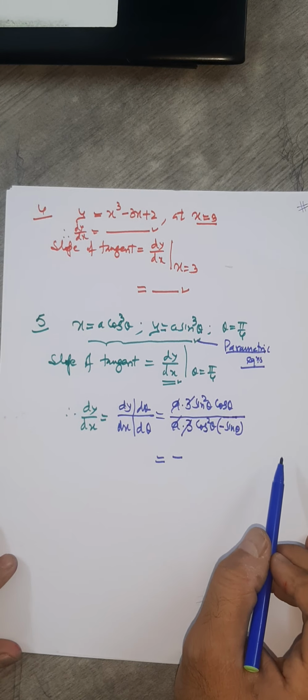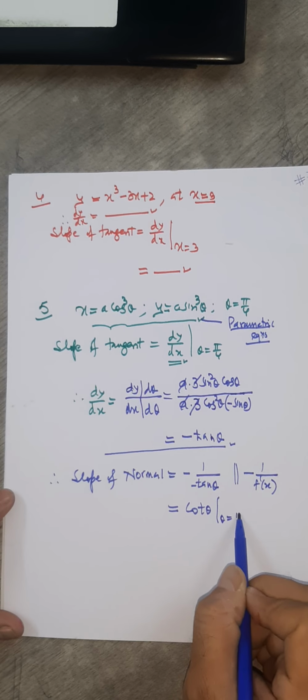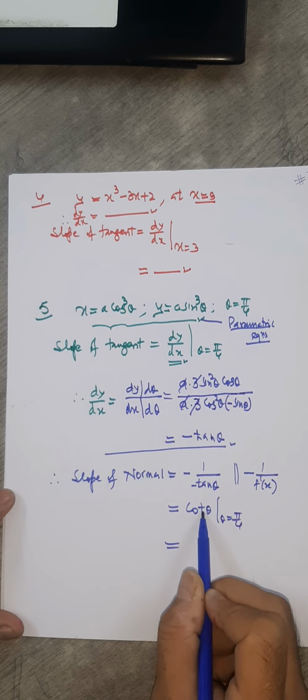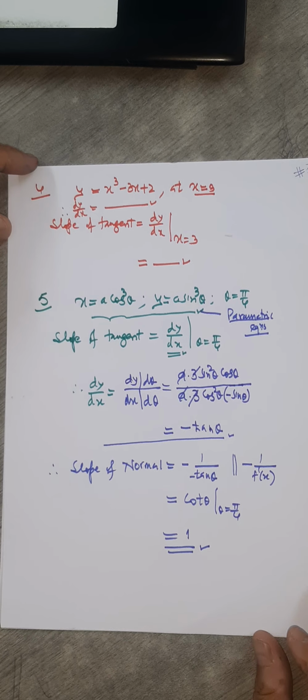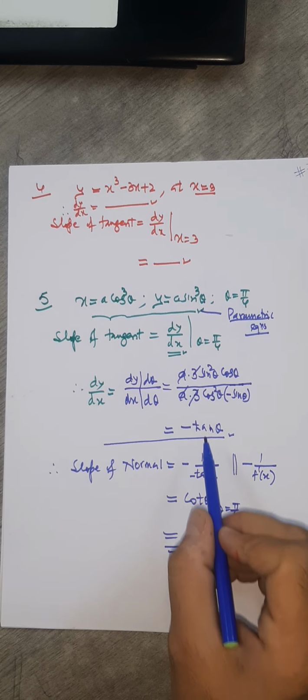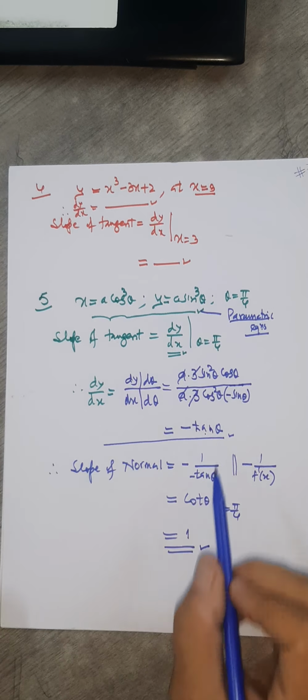So therefore slope of normal you are asked in the question, which is equals to minus 1 upon minus tan theta, minus 1 upon f dash x. So it would be cot theta, but at theta equals to pi by 4. So put theta equals to pi by 4, cot pi by 4 is 1. So slope of the normal is 1. Slope of the tangent would be obviously minus 1.